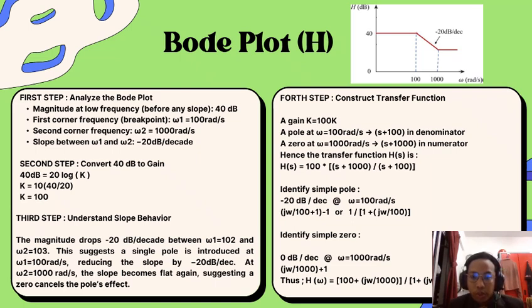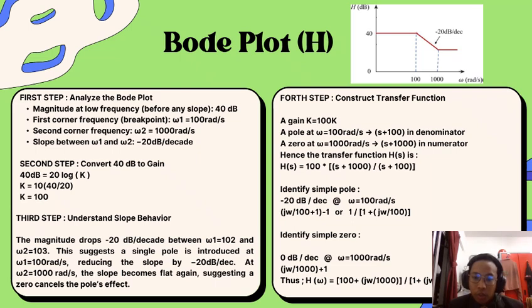So next we go to the fourth step, which is to construct the transfer function. We need to put the value into the K equal to 100, a pole at omega equal to 100 radian over second, which will turn into s plus 100 in the denominator. And next we need to enter a zero at omega, which is 1000 radian over second, and it will convert to s plus 1000 in the numerator. Hence the transfer function is H(s) equal to 100 multiplied by s plus 1000 over s plus 100.